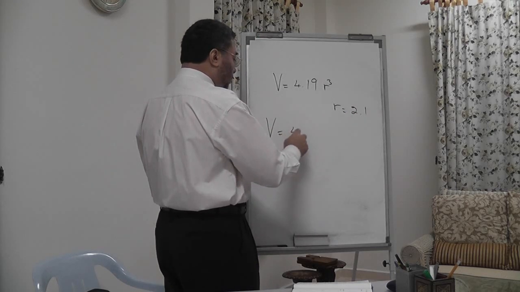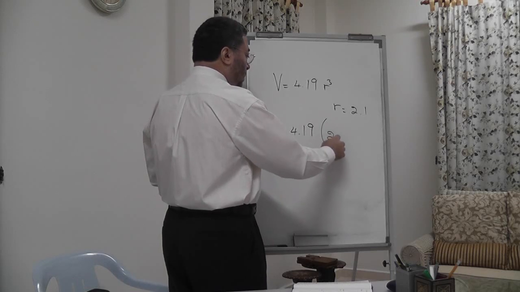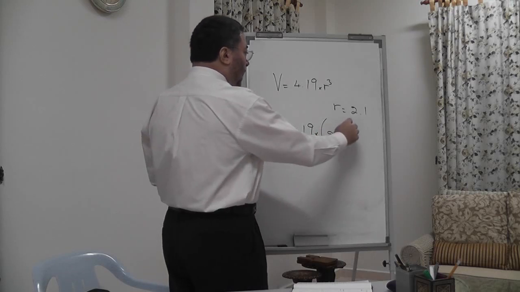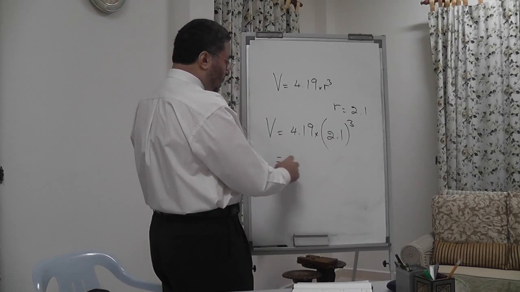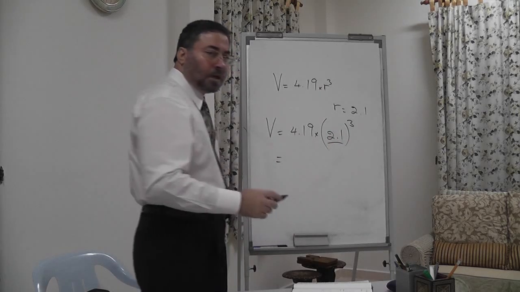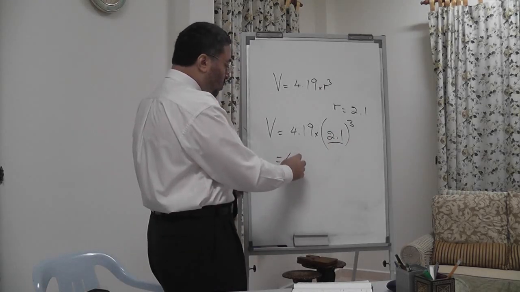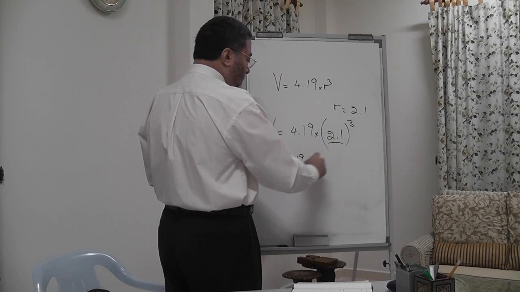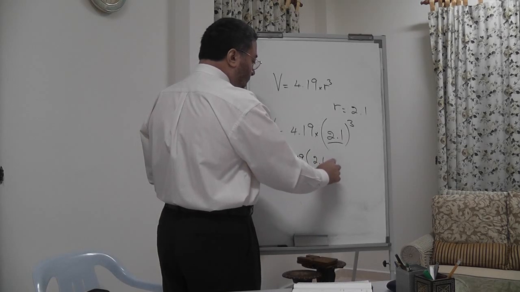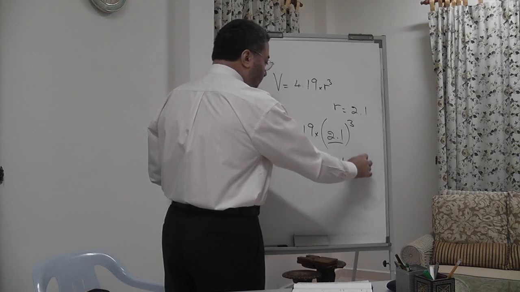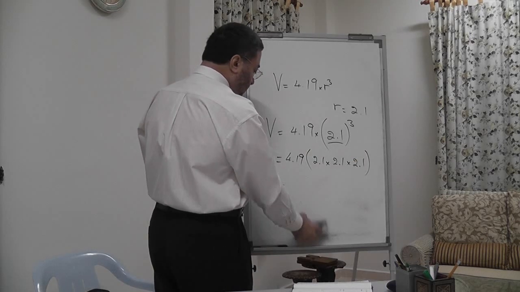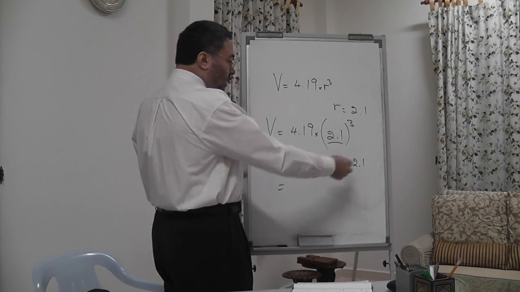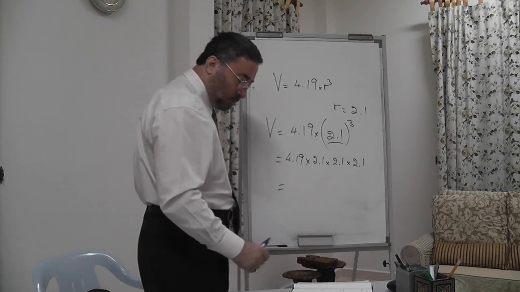Here my V is equal to 4.19 multiplied by, again there is a multiplication here, and we cube this. And when we are cubing, it means this number is multiplied by itself 3 times. So that will be 4.19 within the parentheses, and we can also later on remove the parentheses. So within the parentheses we have 2.1 times 2.1 times 2.1. Now we can remove this. And the calculator will give you the answer to this multiplication.